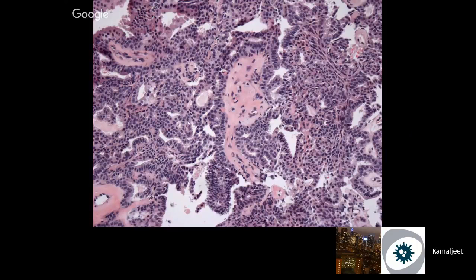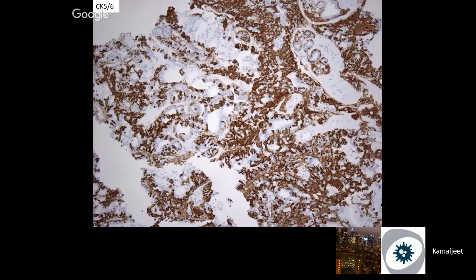So there's a mixed population of cells, and if you focus on an individual papilla, you want to see two populations of cells: myoepithelial cells and luminal cells. Most of the epithelial proliferation has features of usual type ductal hyperplasia. But what makes things complex is sometimes you can have apocrine change, and it can look atypical. So here's where the CK5/6 and ER can help.